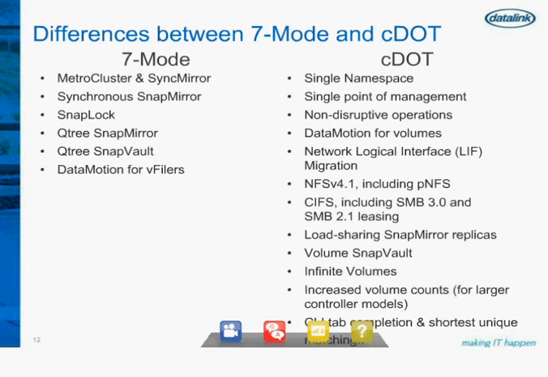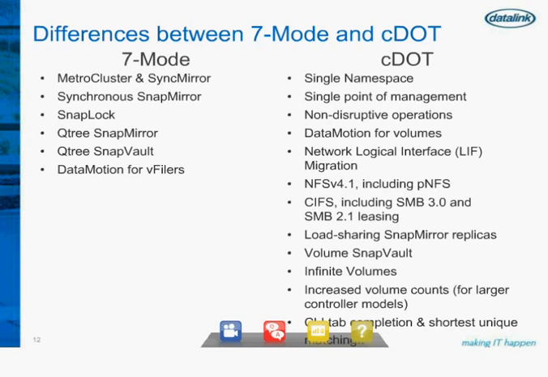Within clustered ONTAP, as I described earlier, we can seamlessly move resources around within a single array, but we don't currently have the ability to non-disruptively pick up a workload and transition it to a different cDOT array, as we can with data motion for vFilers in 7-mode. So now, some of the things about clustered ONTAP that have been introduced and are different.